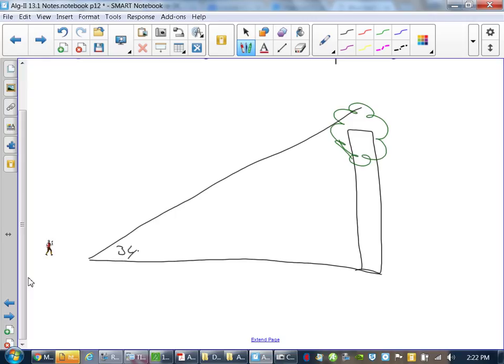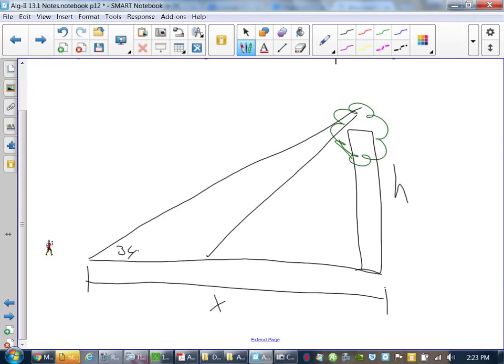X. What should we call the height of the tree? H for height. Because we don't know what that is, so we might as well call it that. Anyway, he walks 50 feet closer, so X minus 50. The new elevation was 54 degrees, and then this is X minus 50.